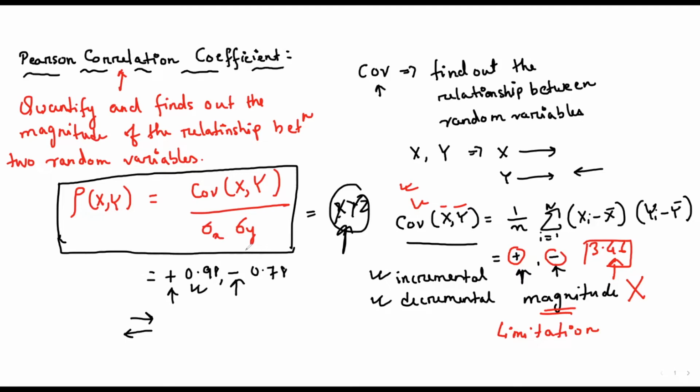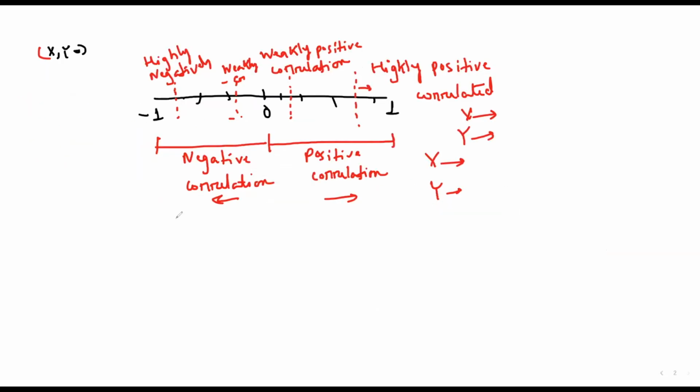One more important thing, guys, is Pearson correlation coefficient works only with continuous data. Just remember this; it's a very important point, and it can be an interview question also. It works with continuous data.